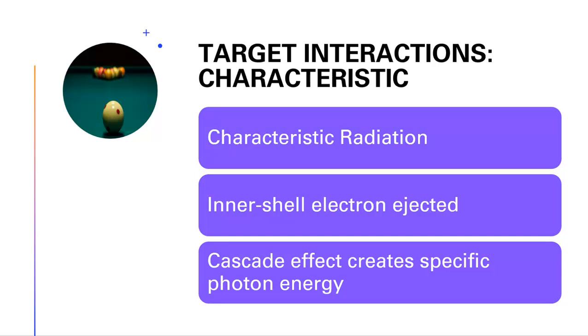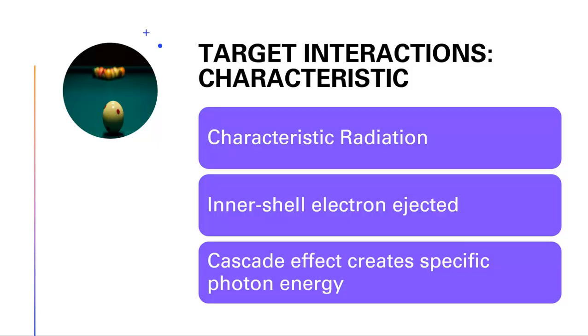The second method is characteristic radiation, and it is much more violent and specific. In this interaction, the incoming projectile electron doesn't just fly past the nucleus, it actually collides with an inner shell electron of the tungsten atom and knocks it completely out of orbit. This leaves an unstable hole in the atom's structure.